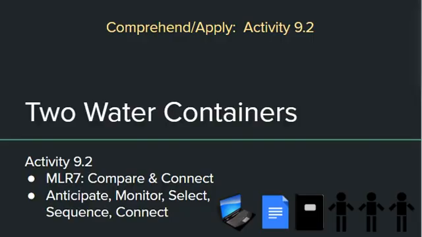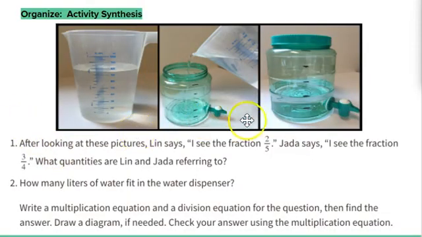Let's talk about a couple water containers. So here we have 2 different water containers, one on the left, one on the right. After looking at the pictures, Lynn says, I see the fraction 2/5. I see the fraction 3/4. So here we have 2/5 of the second container filled, right? Because we can see that there are 1, 2, 3, 4, 5 lines here at the top, so 2 out of the 5. Here we're talking about 3/4. A little difficult to see, but you can see that this is 3/4 of this entire thing.